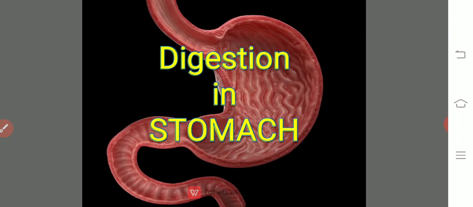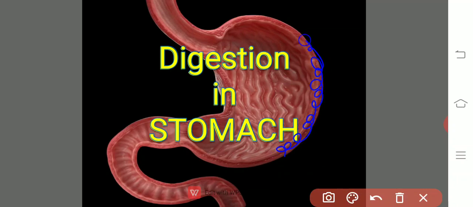And the parietal cells of the stomach integument produce gastric juice. In the gastric juice we see the enzyme gastric lipase. It also plays a major role in the digestion of lipids.